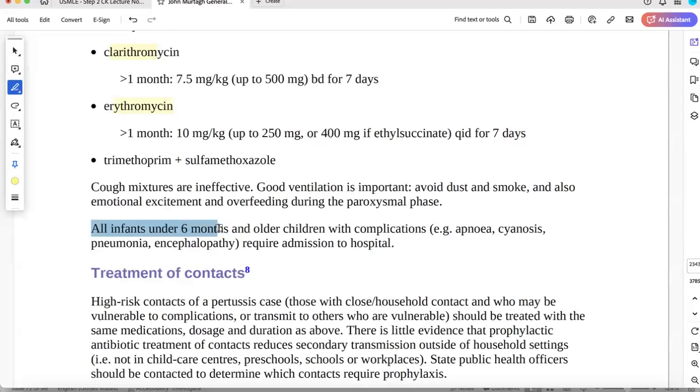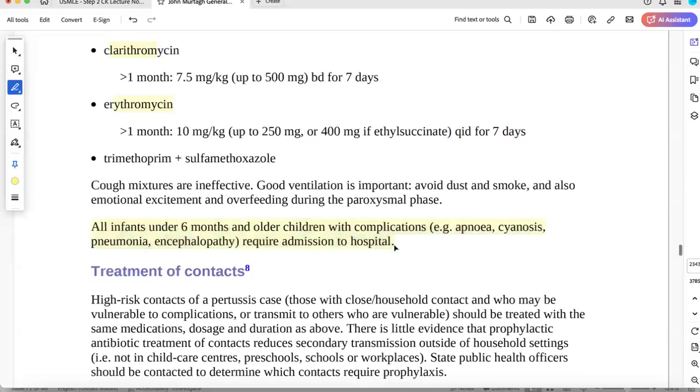All infants under 6 months and older children who get complications need admission. So complicated pertussis is pertussis with apnea, cyanosis, pneumonia, or encephalopathy. So if a child who is less than 6 months has pertussis, or older children with these complications, they will need to be admitted to the hospital.